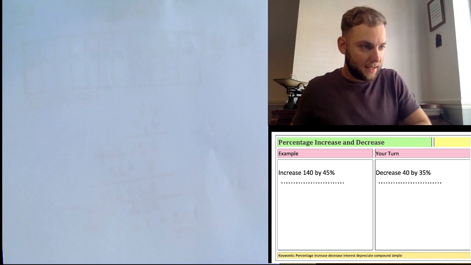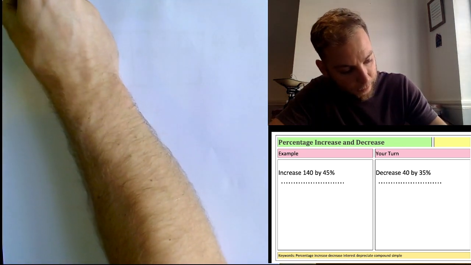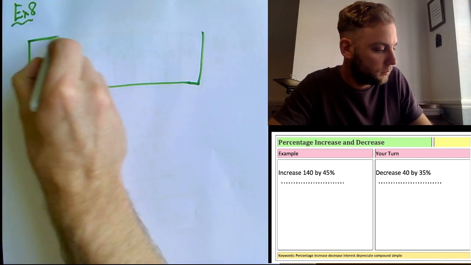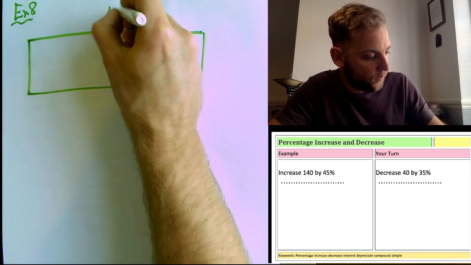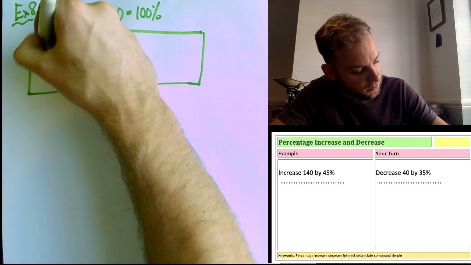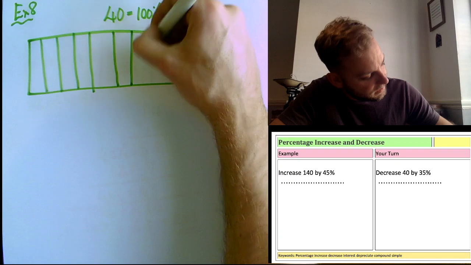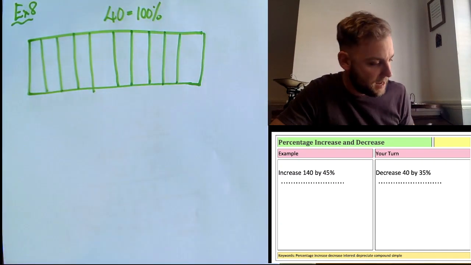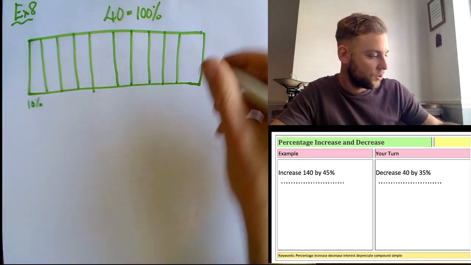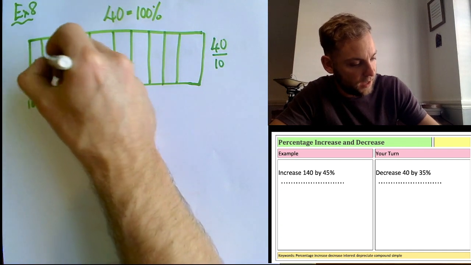So with example 8, I want to decrease 40 by 35%. Let's draw my bar out first of all. I know that this is worth 40, which is equal to 100%. Split it up into 10 parts: 1, 2, 3, 4, 5, 6, 7, 8, 9, 10. Remember that these are worth 10% each. So I then do 40 divided by 10, which means that each of these are worth 4.